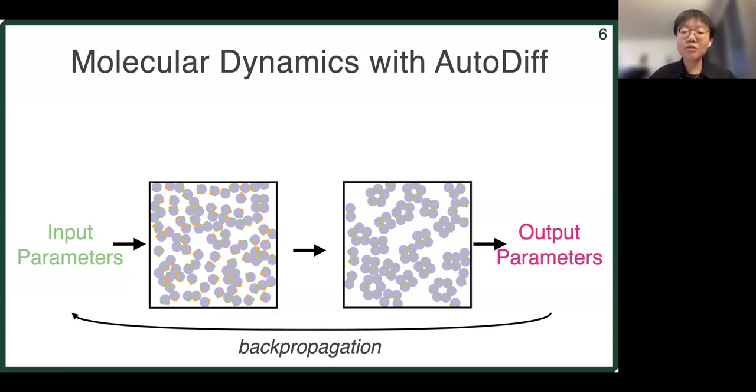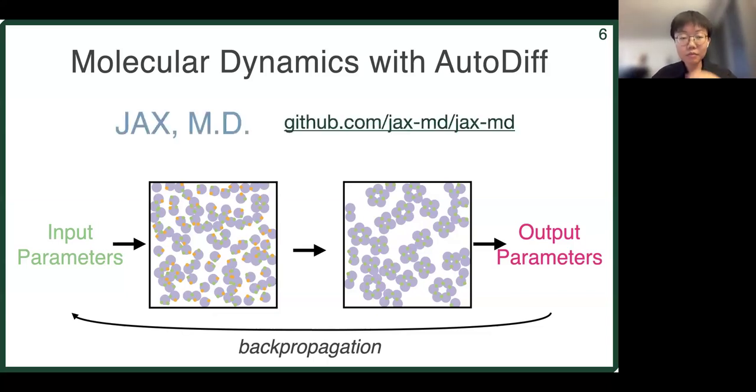So this is the way we can use gradient descent to ask how we should update our input parameters in this model, and get to whatever final structure we want. The toolbox I'm going to use is called JaxMD. It's fully open source, and you can find the link here. If you want scripts to run MD simulations, there are a bunch on the website. I also have a bunch of tutorial scripts, so feel free to reach out to me.